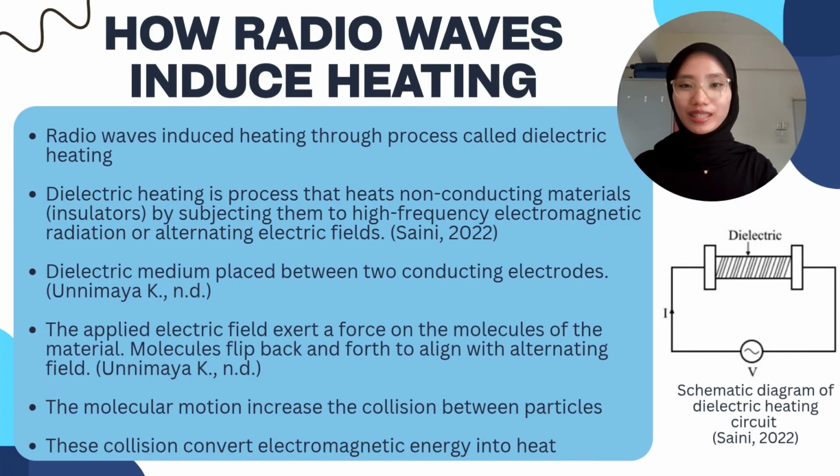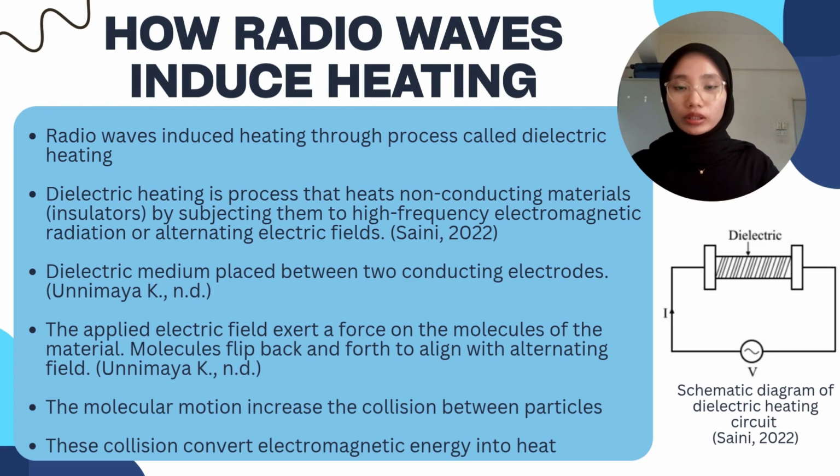How do radio waves induce heating? Radio waves induce heating through a process called dielectric heating. Dielectric heating is a process that heats non-conducting materials such as wood, plastic, and ceramic by subjecting them to high-frequency electromagnetic radiation or an alternating electric field. The dielectric material, which is to be heated, is placed between two conducting electrodes, to which an alternating voltage of high frequency is applied, and it will form a giant capacitor.